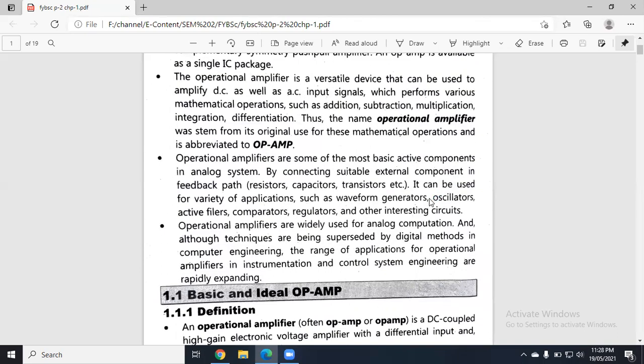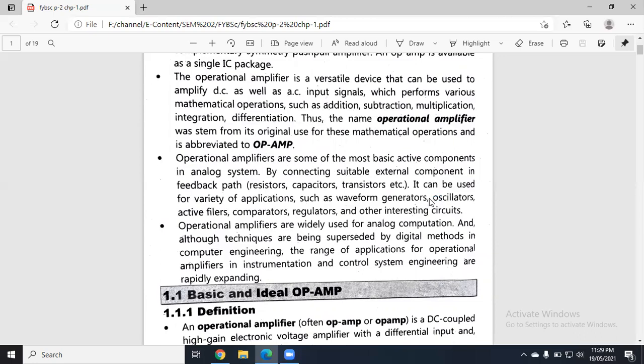And out of whatever active components we have, this is a very basic component of the analog system. By connecting suitable external components in the feedback path, maybe a resistor, capacitor, transistor, whatever it is, it can be used for a variety of applications. Depending on which component you connect in feedback, the application of the op-amp can be changed. Operational amplifiers are widely used for analog computation, and although these techniques are being superseded by digital methods in computer engineering, the range of applications for op-amps in instrumentation and control system engineering is rapidly expanding.